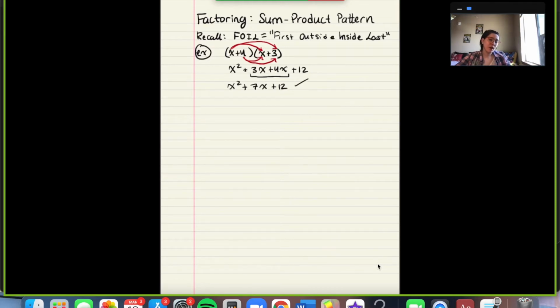So what the sum product pattern tells us is that we're doing the opposite of that. So notice that 3 times 4 is 12, and that comes from multiplying the outsides. So this is our 3 times 4. Notice that 3 plus 4 is 7. So we're doing this backwards. We're trying to find a number that multiplies to 12 but adds to 7.